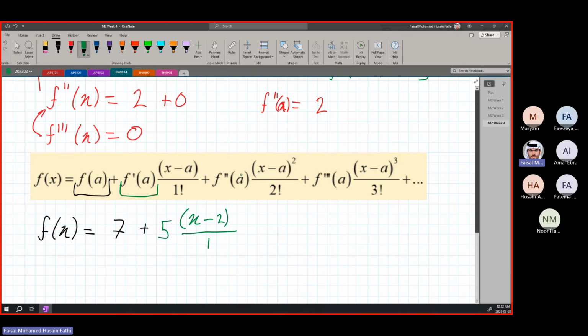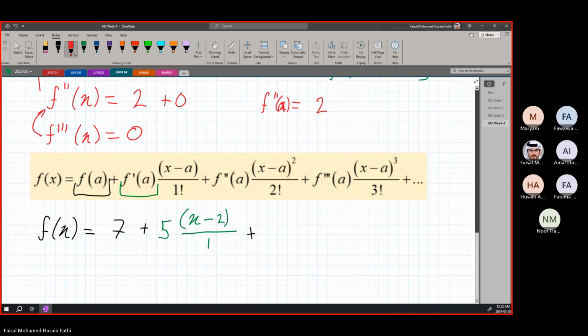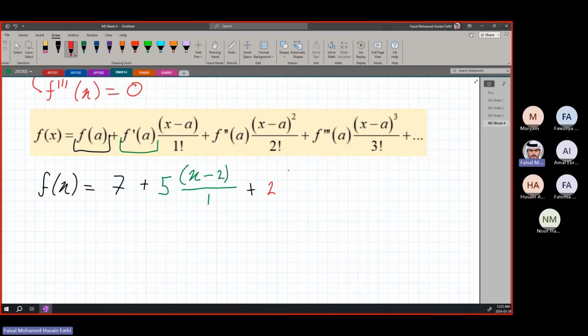1 factorial is just 1. Plus the second derivative, f double prime, is equal to just 2 of a. F double prime of a is equal to 2 times, so now we're just substituting this. X minus a, again, x stays as x, minus a, what is a? 2 squared over 2 factorial, which is 2 times 1. Plus, we found out that f triple prime is equal to 0, so it's plus 0.